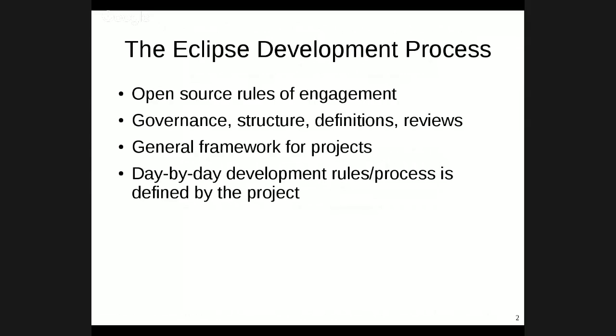The Eclipse Development Process defines how Eclipse projects are supposed to operate. It's written at a very high level. It's not intended to describe how projects work on a day-to-day basis. It doesn't describe an agile process or anything to do with the day-to-day development activities of a developer, but it's more the framing around how the open source project itself will run. It includes, for example, the open source rules of engagement, which I'll define in a few minutes. It defines the structure of how projects work, how we do governance of projects, and a general framework for the life cycle of projects, how committers are elected, the various roles within a project, those sorts of things.